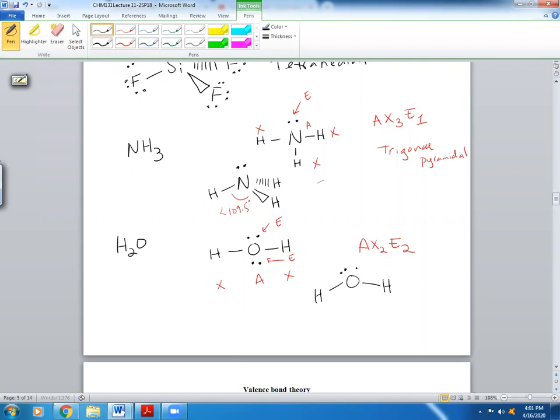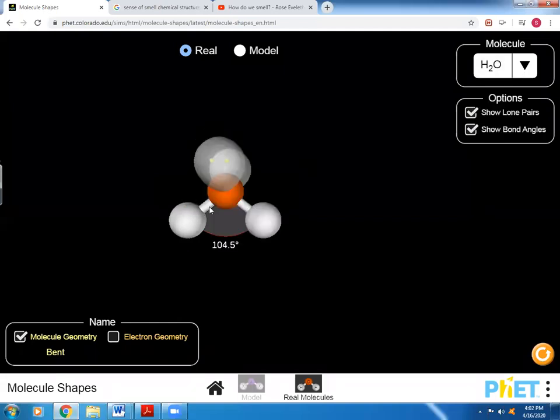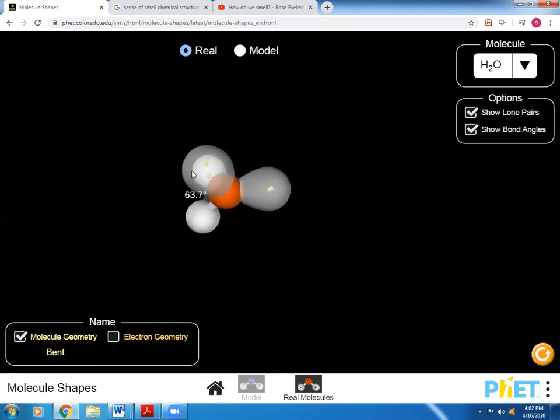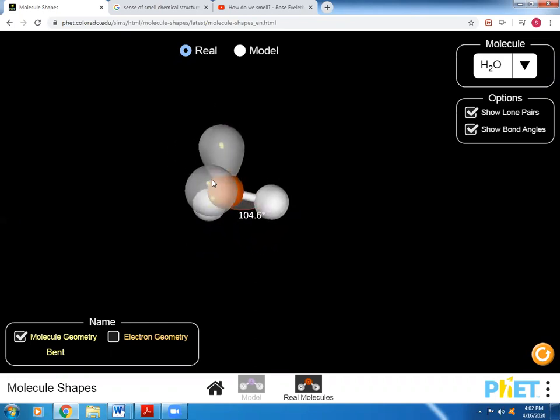You usually put the lone pairs there at an angle. The angle is less than 109.5. It's actually about 104.5, but we say less than 109.5 just to make it easy. So where's water? Here we go. That's how a water molecule looks. Here are your lone pairs, and the angle of those bonds is bent right there.